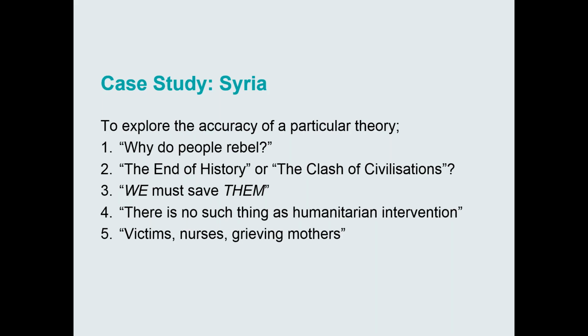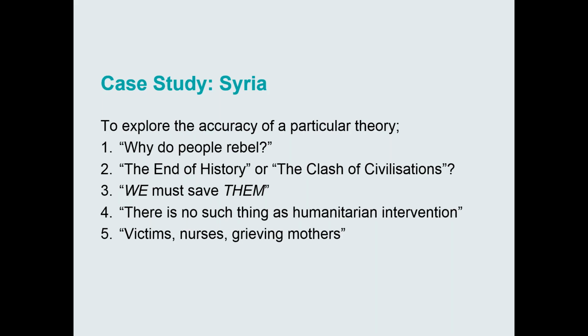Does Syria prove the end of history, or does it disprove the end of history? Does it prove the clash of civilizations? Does it disprove the clash of civilizations? How do we understand what's happened in Syria? How do we interpret, rather, what's happened in Syria in the face of these two different theoretical perspectives?